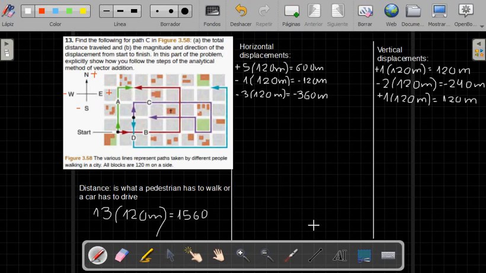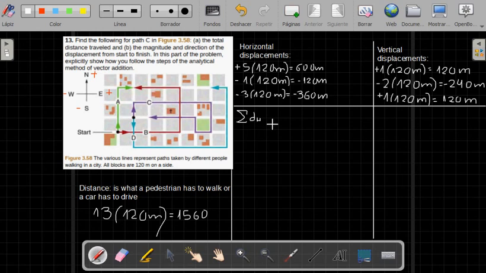Okay. Now, we have to add all the displacements, the horizontals and the verticals. Llegó la hora entonces de hacer la sumatoria de todos los desplazamientos. Primero con los horizontales, addition of all the horizontal displacements.